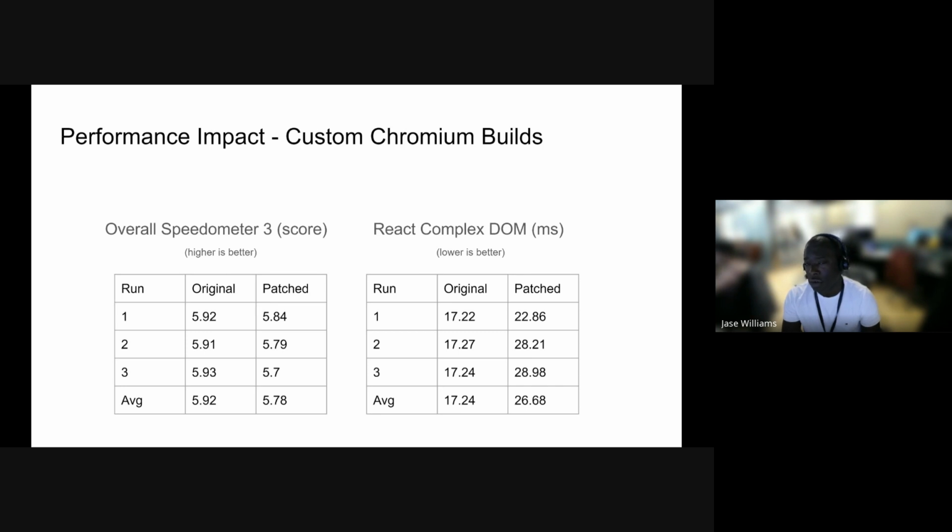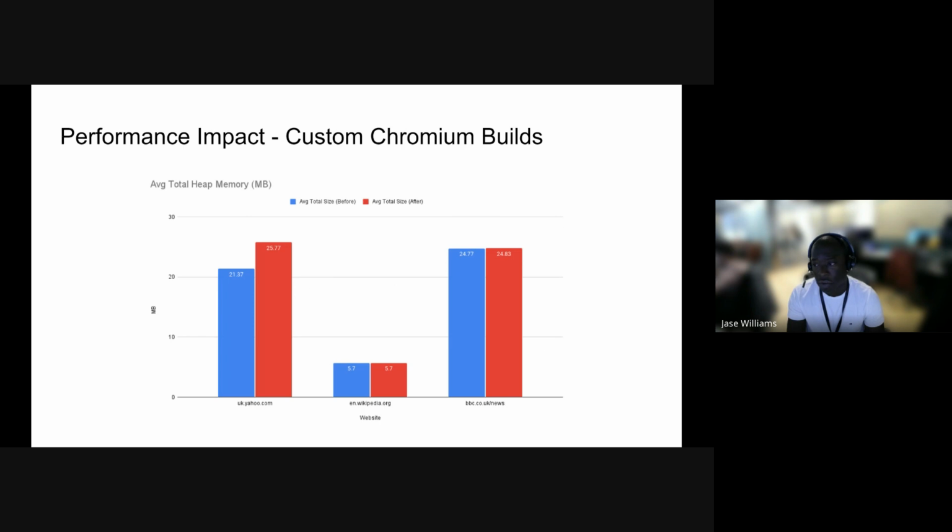I also checked the React Complex DOM test. I believe that was a good one to check as it generates 6,000 elements. And you can see that there is a bit of performance penalty on that one. Obviously, this is the worst case because this is enabling all elements, but we believe that if we were to natively implement this, it wouldn't be that bad.